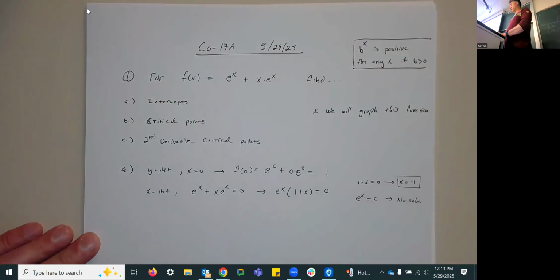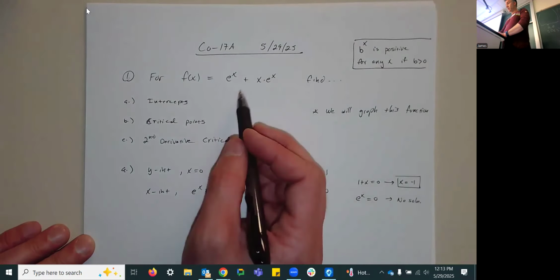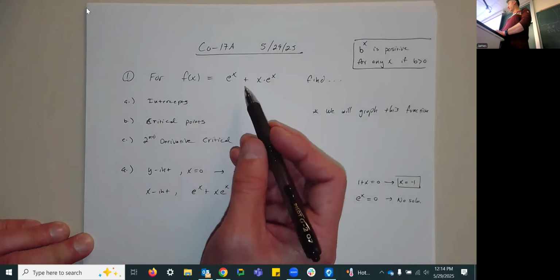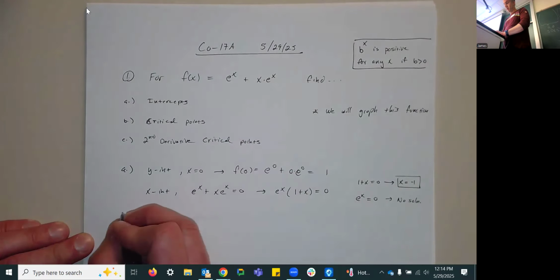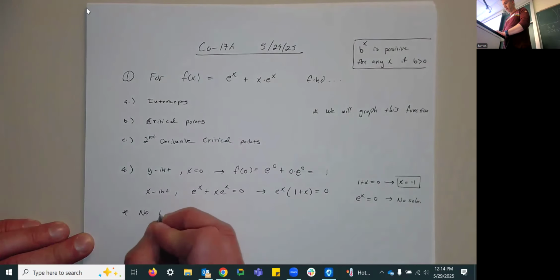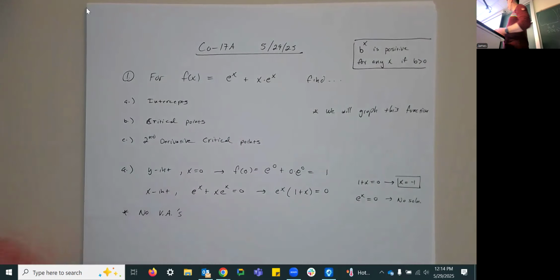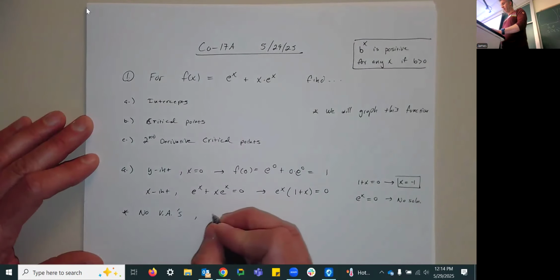We're going to skip the asymptotes, but I will point out this expression definitely has no vertical asymptotes. Just as an aside, no vertical asymptotes because there's no logarithms and there's no potential division by 0. That's what we're always looking for. We're looking for vertical asymptotes. And then we'll talk about horizontal asymptotes later.